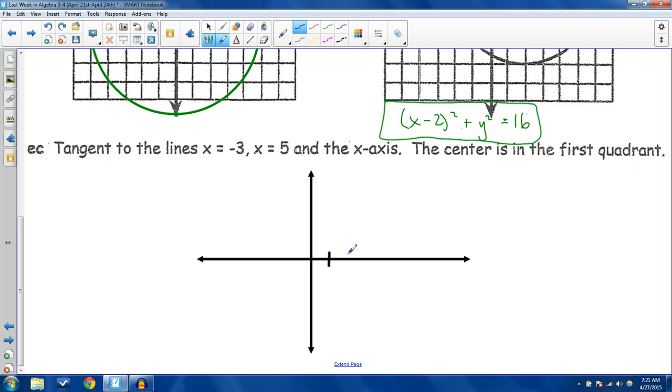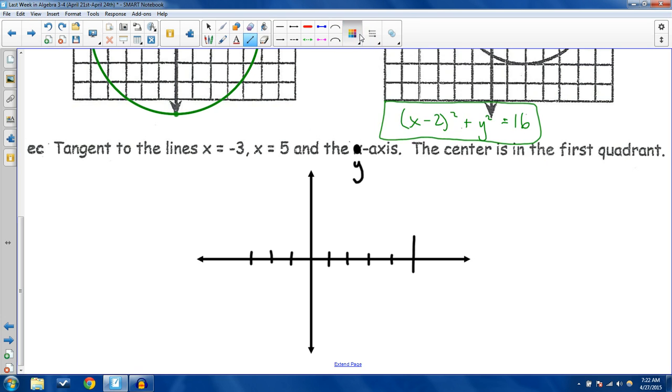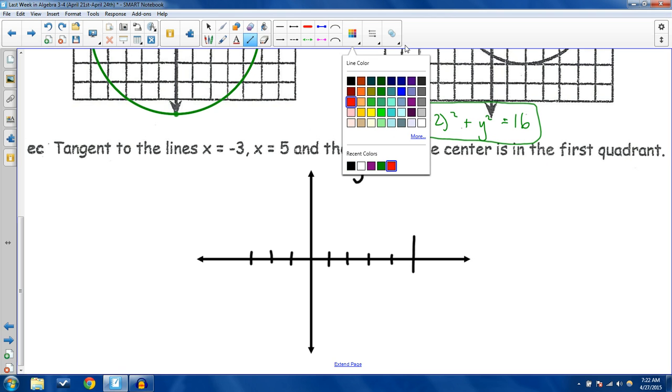Go 1, 2, 3, 4, 5. Negative 3, and you find the x-axis. I think it's supposed to say the y-axis. Well, it says x-axis. Anyway, tangent to the lines x equals negative 3, x equals 5, and the y-axis. So let's do some of those lines there. Make them all dashed and whatnot and colored. We'll do happy red.